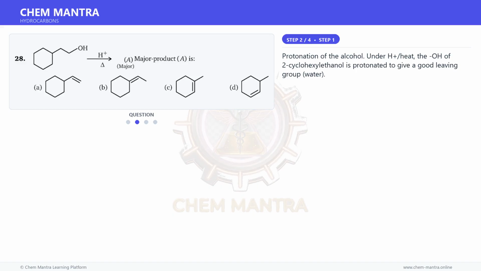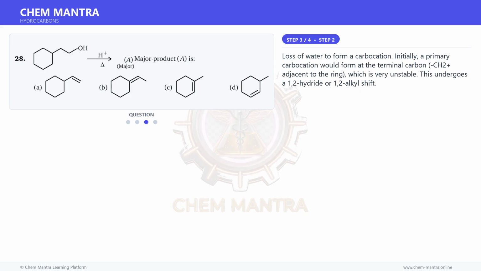Moving on to the next step. Protonation of the alcohol. Under H+ and heat, the OH of 2-cyclohexylethanol is protonated to give a good leaving group, water. Moving on to the next step. Loss of water to form a carbocation. Initially, a primary carbocation would form at the terminal carbon, CH2+ adjacent to the ring, which is very unstable.